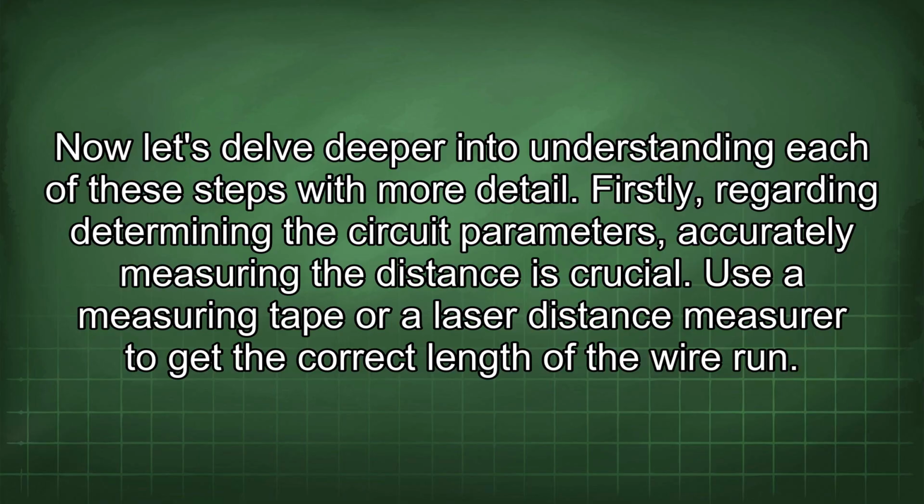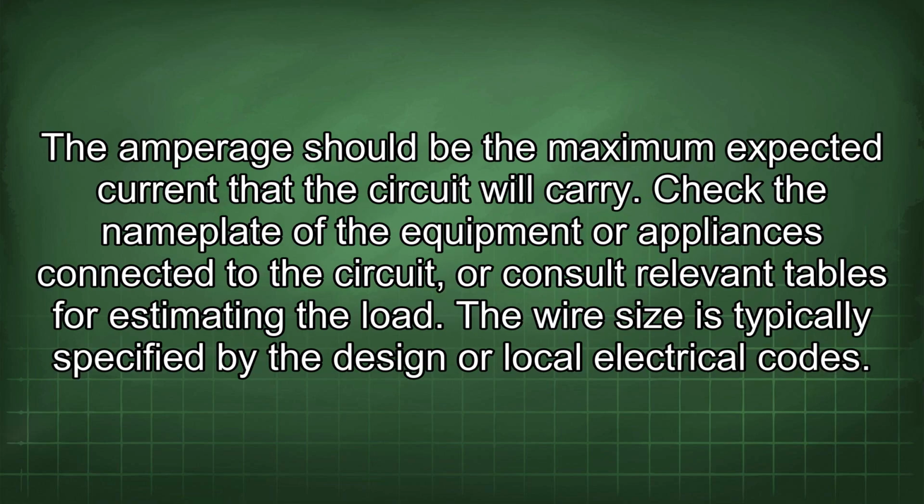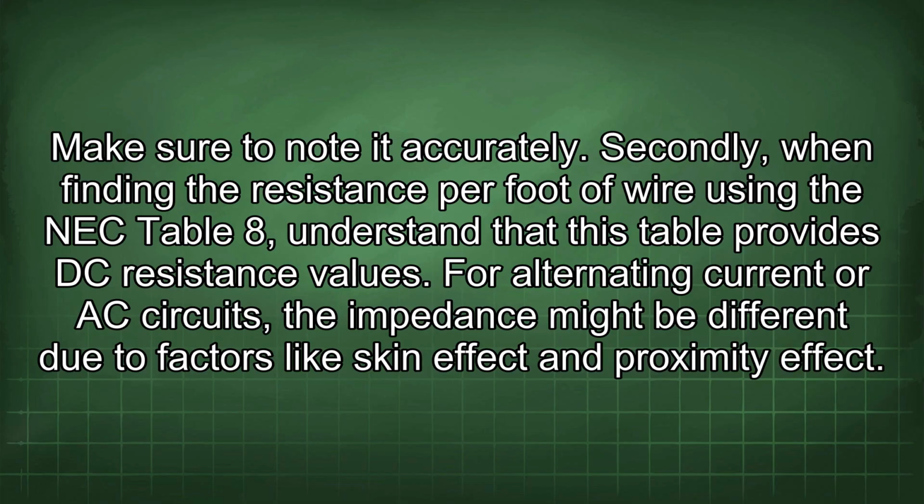Firstly, regarding determining the circuit parameters, accurately measuring the distance is crucial. Use a measuring tape or a laser distance measurer to get the correct length of the wire run. The amperage should be the maximum expected current that the circuit will carry. Check the nameplate of the equipment or appliances connected to the circuit, or consult relevant tables for estimating the load. The wire size is typically specified by the design or local electrical codes. Make sure to note it accurately.